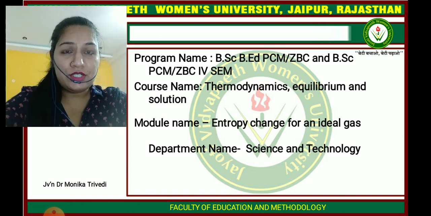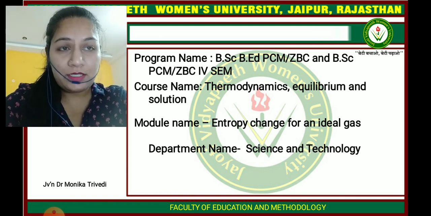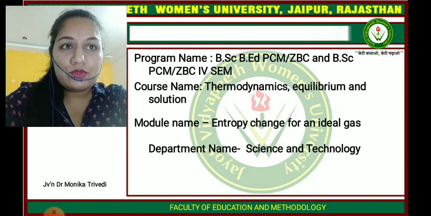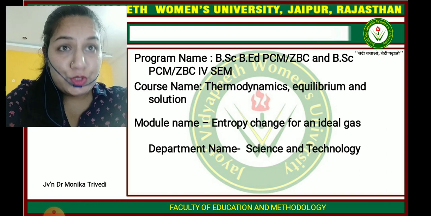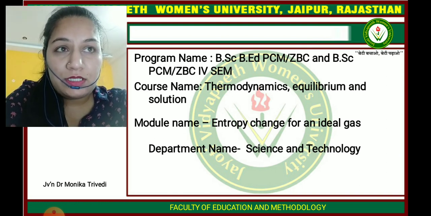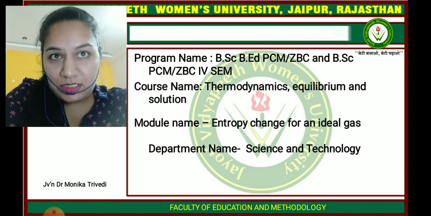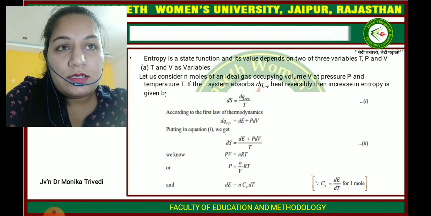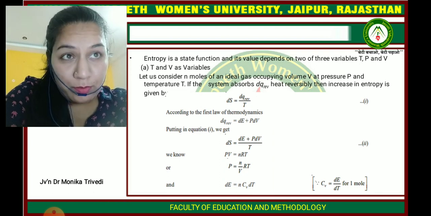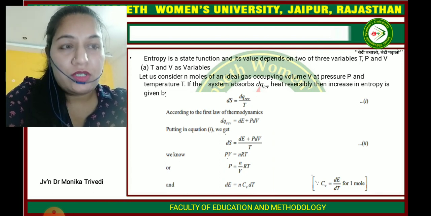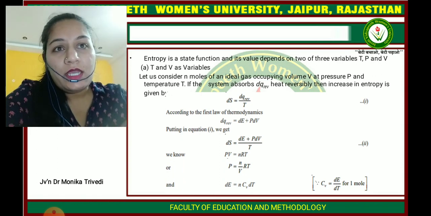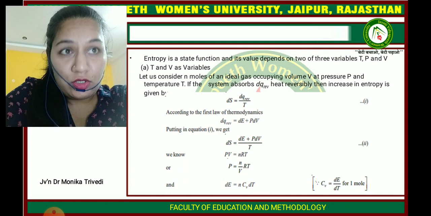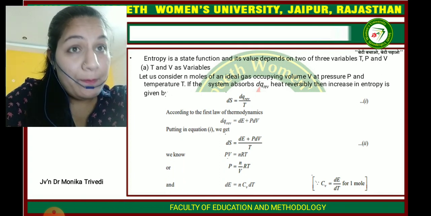Today I am going to teach you about entropy change for ideal gases. This topic belongs to thermodynamics, equilibrium and solution of BSc B.Ed PCM ZBC and BSc PCM ZBC fourth semester. So students, as you know, entropy is a state function and its value depends on three variables: temperature, pressure and volume. Let us consider n moles of ideal gas occupying volume V1 at pressure P and temperature T.